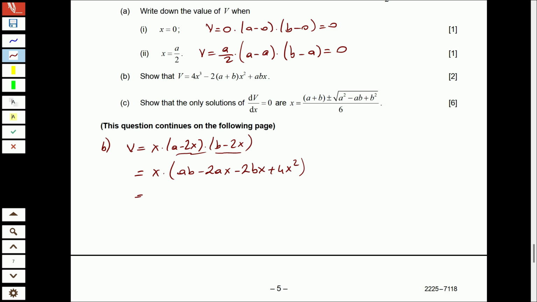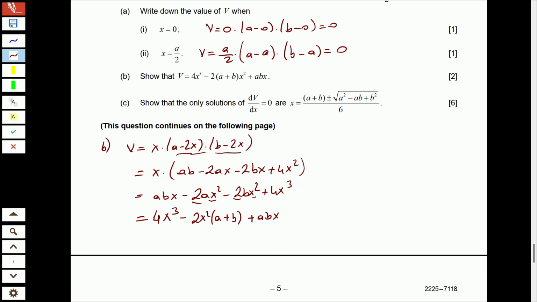And when you distribute x into this expression, you will see abx minus 2ax squared minus 2bx squared plus 4x cubed, right? And again, combine the like terms: 4x cubed minus x squared. I know that 2 and x squared is common for these two terms, and you can write it like (a plus b) in parentheses plus abx, okay?